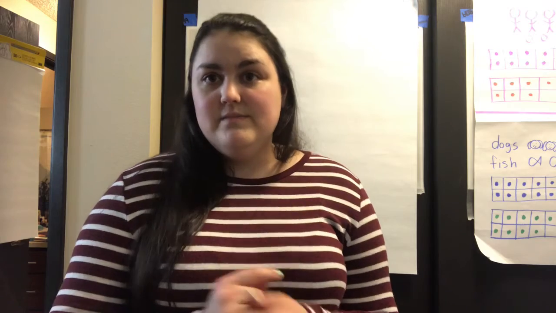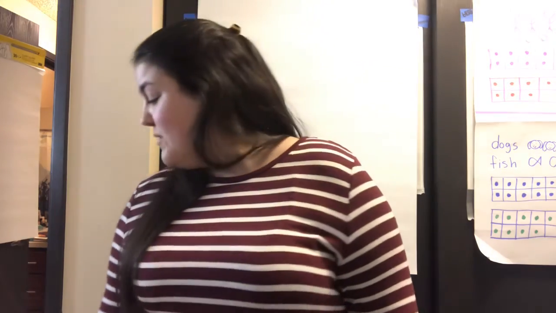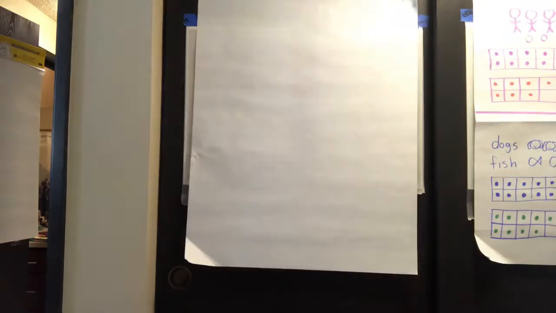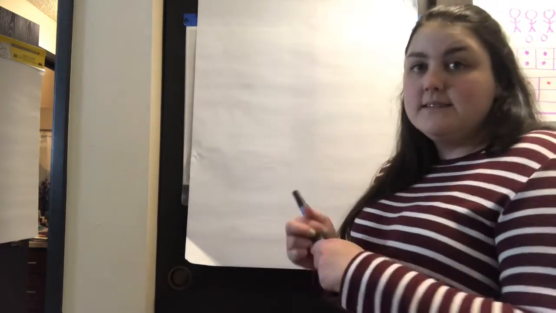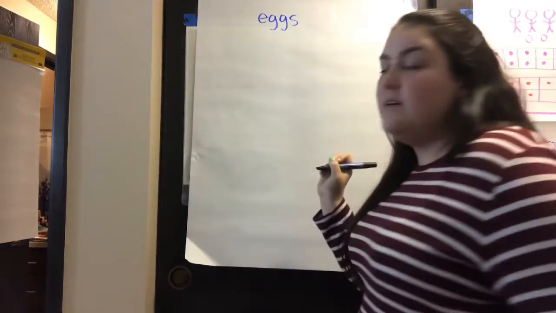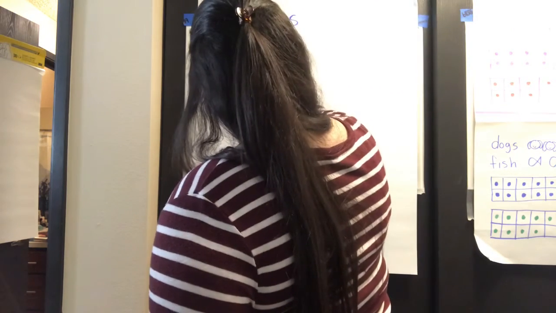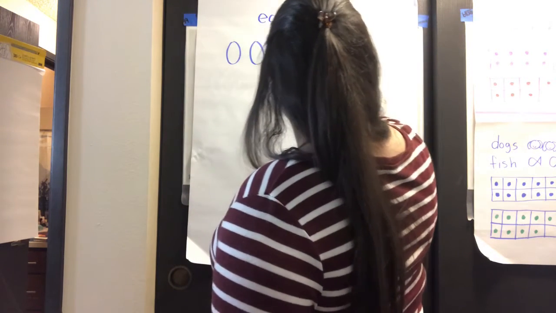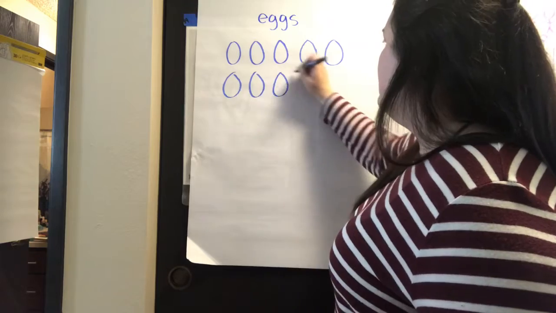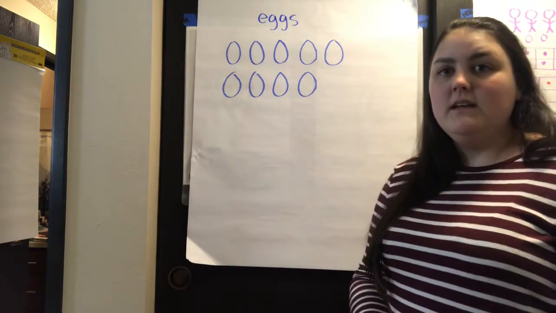Here's our first clue. That said there were 9 eggs. That's a big clue. There were 9 eggs to start with. I'm going to start drawing the clues that we get so that we can keep track. I'm going to write eggs, E-G-G-S. And there were 9 eggs to start with. 1, 2, 3, 4, 5, 6, 7, 8, 9. There were 9 eggs. Okay.